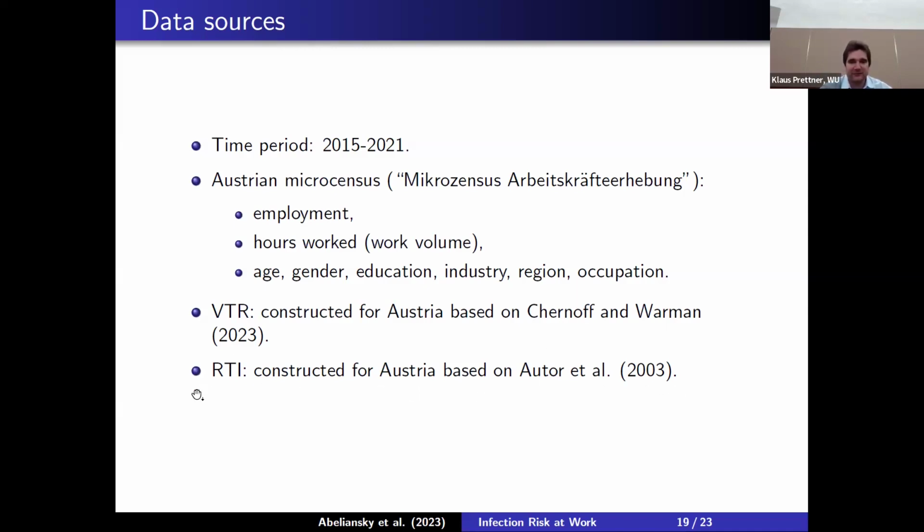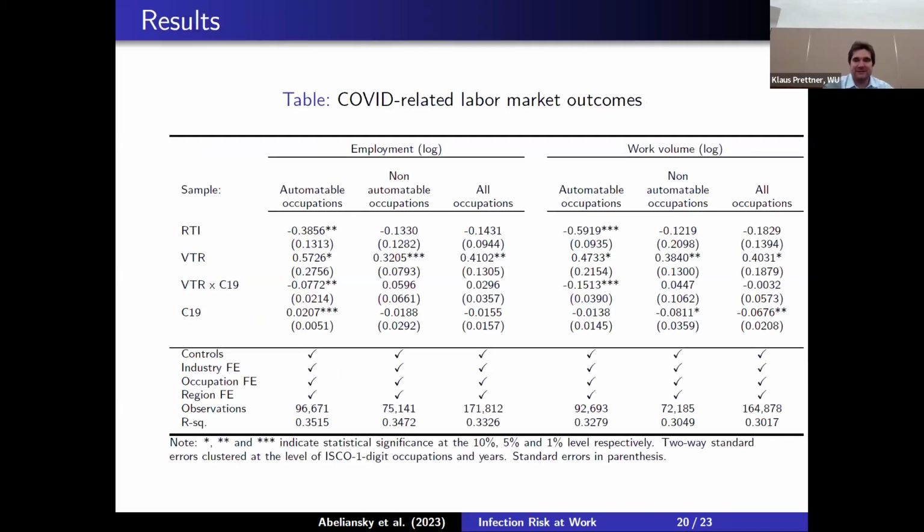And then we had also data on the routine task intensity, also for the United States, by Autor and co-authors. So they did this in 2003. It's a standard measure used for this routine task intensity that is usually used in the literature to proxy automation. And we again translate this to the Austrian labor market. And what we then get is the following set of results. So these are the baseline results. We have robustness checks and sensitivity checks in the paper, but these are, I would argue, the central results.